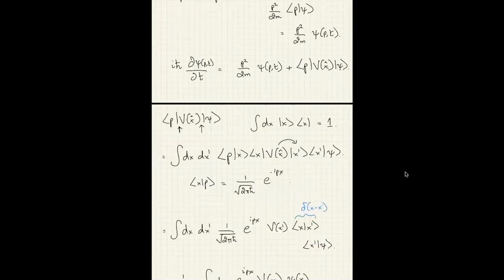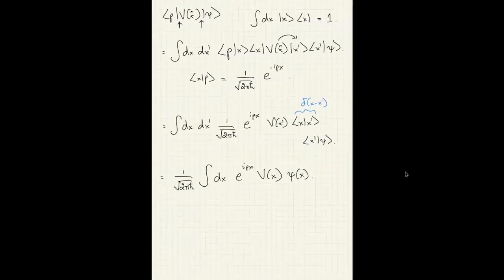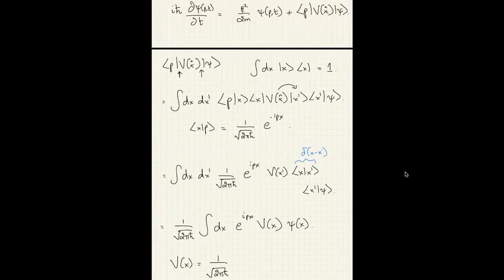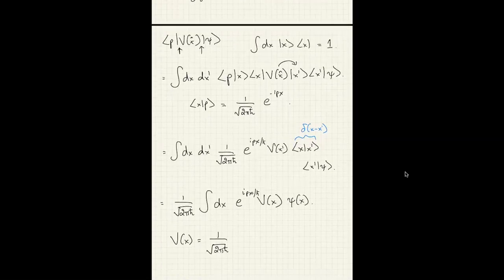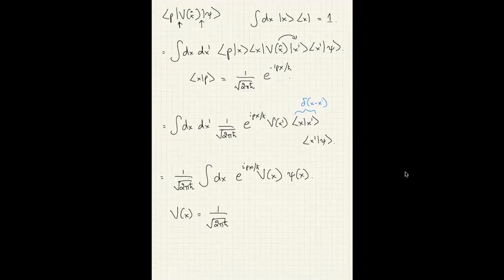But remember, I still want everything in terms of the momentum space wave function psi of p comma t, not psi of x comma t. So let me use the Fourier transform technique. Instead of V of x and psi of x, I will introduce the corresponding Fourier transforms, or inverse Fourier transforms, whatever you call this. V of x I will write as 1 over square root of 2 pi h bar. Strictly speaking, this has to be e to the ipx over h bar. That is the eigenfunction of the momentum operator.